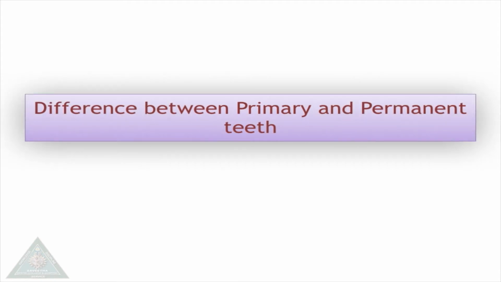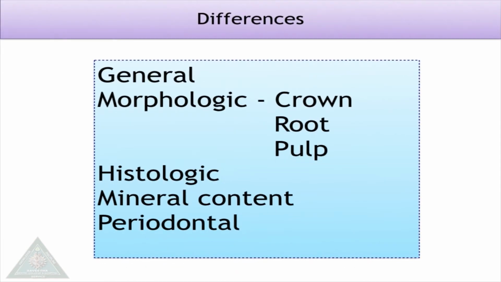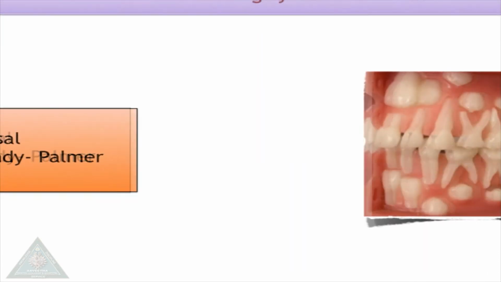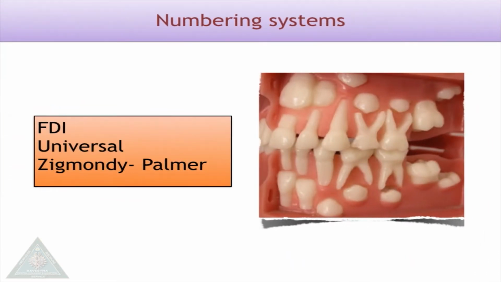In this session, we are going to see the difference between primary and permanent tooth. The difference between primary and permanent tooth can be grouped under general, morphologic, histologic, mineral content, and periodontal. The morphologic content is further subdivided as crown, root, and pulp. They are identified by FDA, Universal, and Palmer numbering systems.